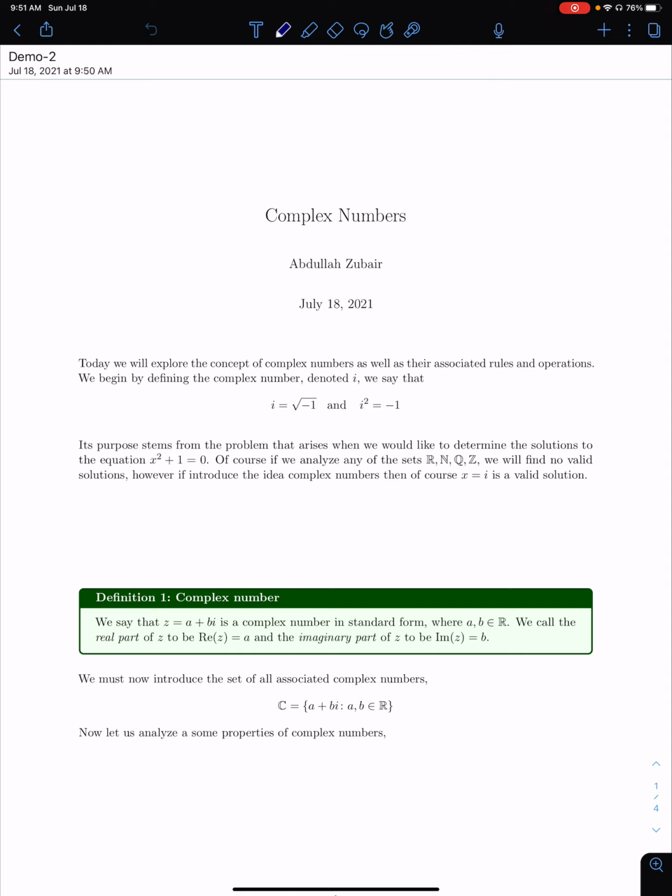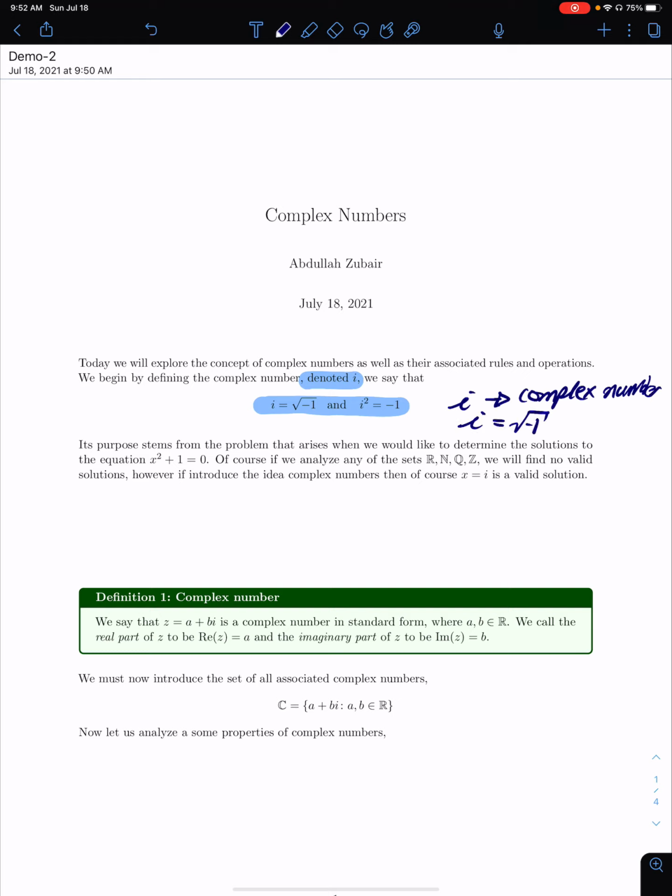So we call a complex number, again, it's just an abstract object. We call this complex number i, and we define it to be the square root of -1. So we defined i to be this object that's equal to the square root of -1. And we say that i squared is -1.